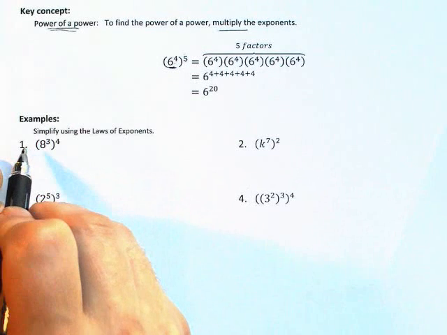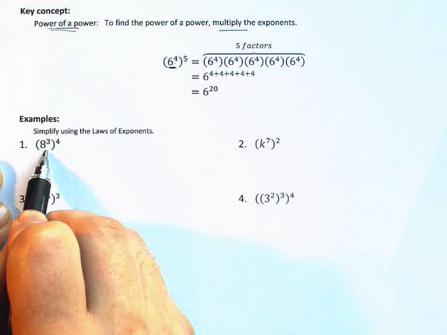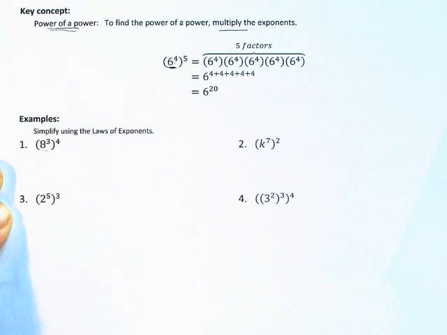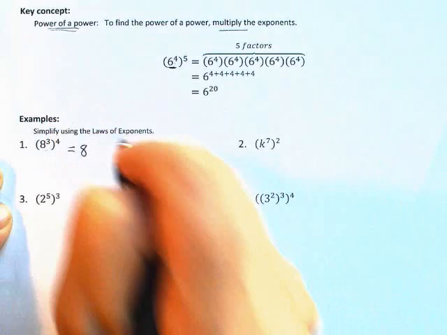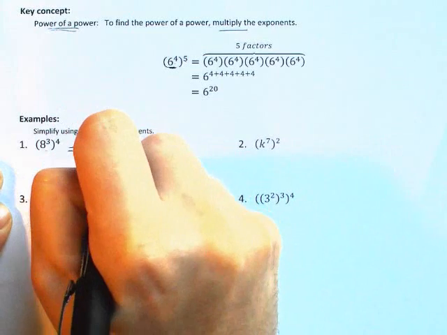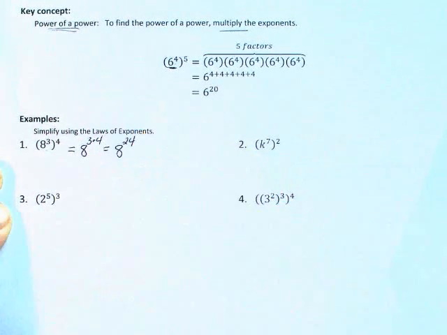So question 1. Here is a power. That power is being raised to another power. And so we can apply the power of a power rule, which says to keep that base and multiply the exponents. And so that answer is 8 to the 24th power.